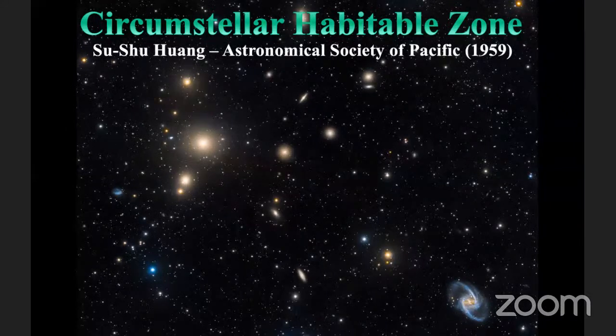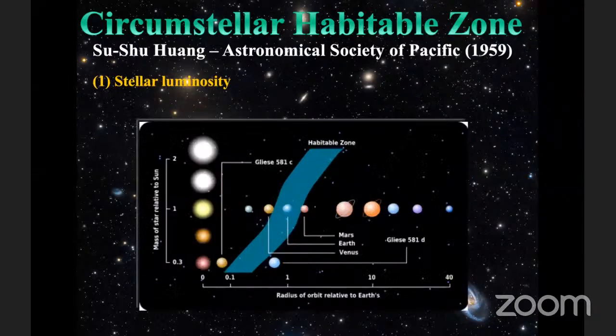This term, circumstellar habitable zone, was coined by Su-Shu Huang in the Astronomical Society of the Pacific. It means a region around a star where the temperature, because of the star, is such that water can exist in liquid form. So that's called the habitable zone. Clearly, the distance of this habitable zone from the star depends on the stellar luminosity.